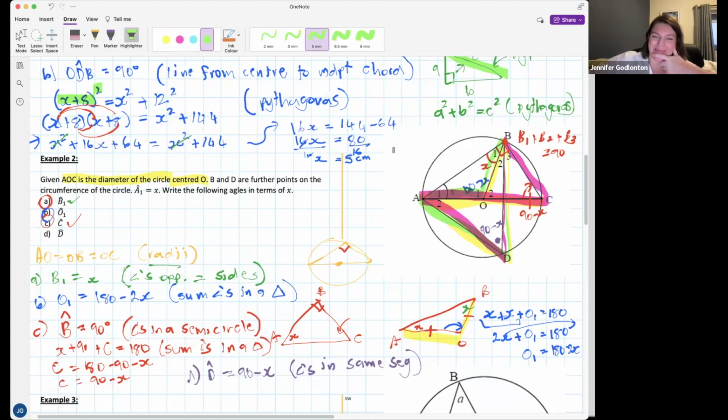Angle at center. Yes, angle at center is double angle at circumference. Exactly. This angle at center is 180 minus 2x, and so half of that would be 90 minus x. So you could also use that as a reason. Nice job.